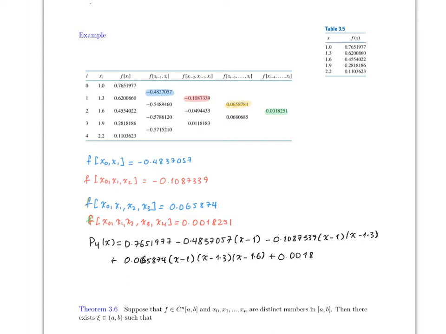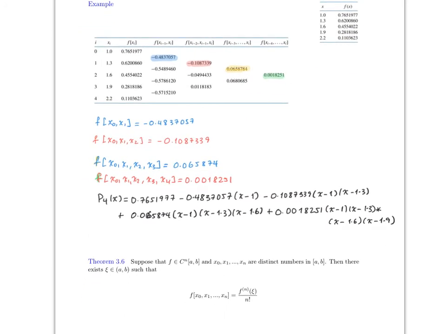So this is 0.18251, and it will be x minus 1 times x minus 1.3 times x minus 1.6 times x minus 1.9. And if you wanted to find the approximation of 1.5, which is the same approximation that the example does in the book, you should check this is around 0.5118200.